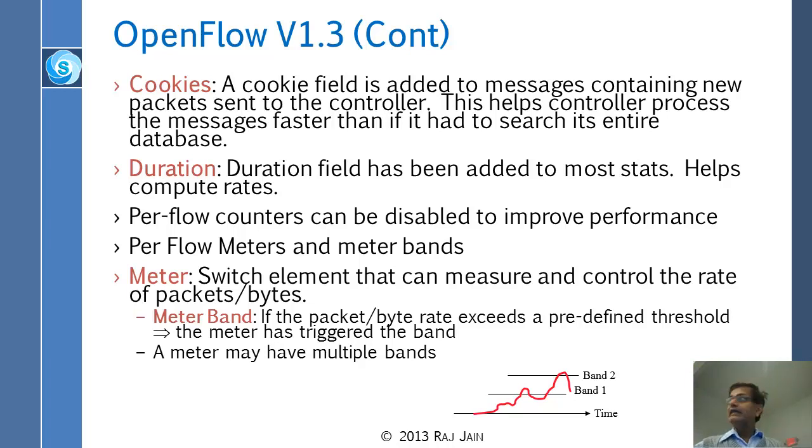The rate might be like this, red curve. And then there is a band setup. There would be more than one band setup. So if it is, this is band 1, this is band 2, band 3, band 4, you could have any number of bands.